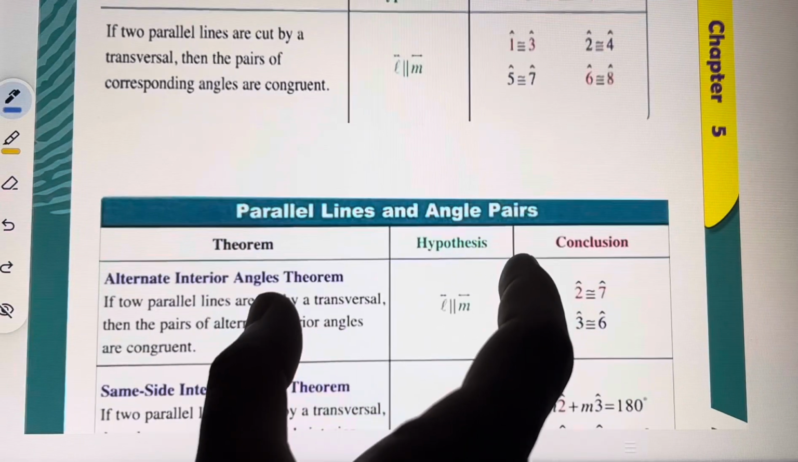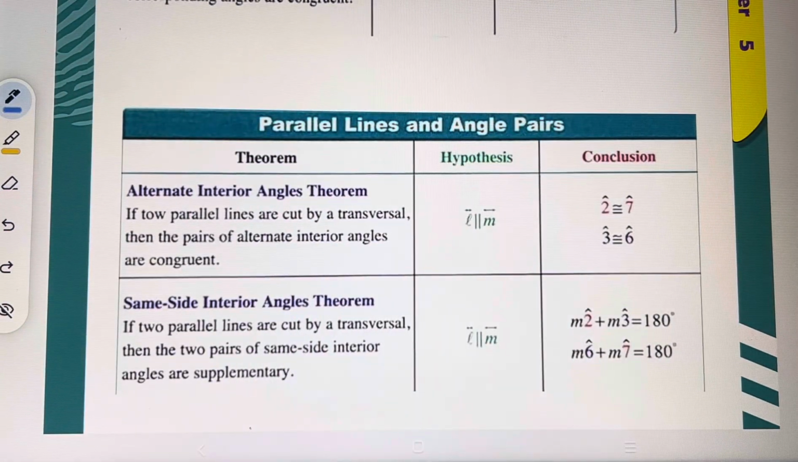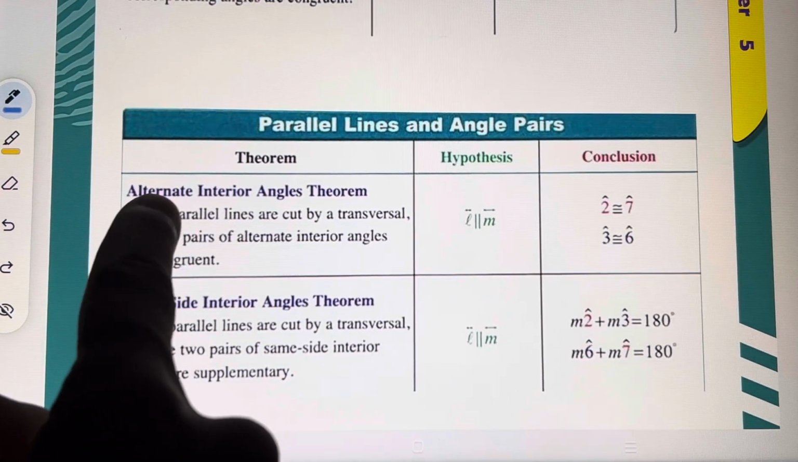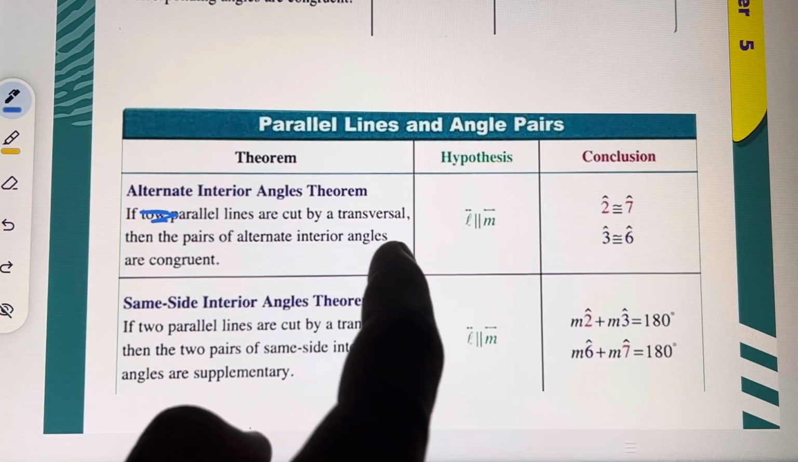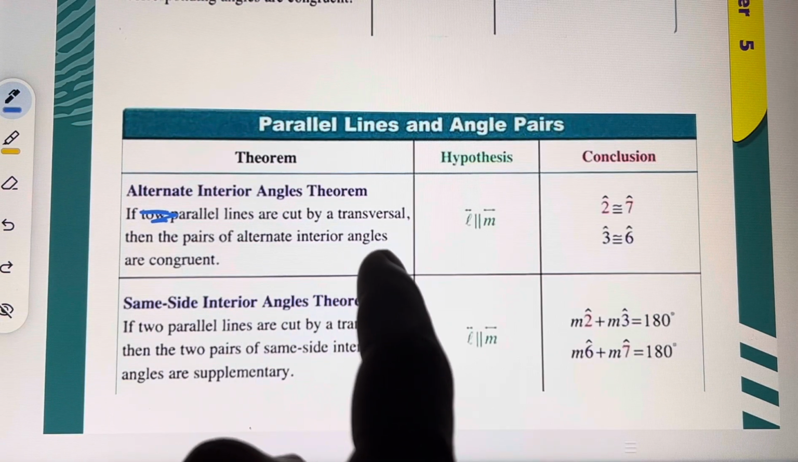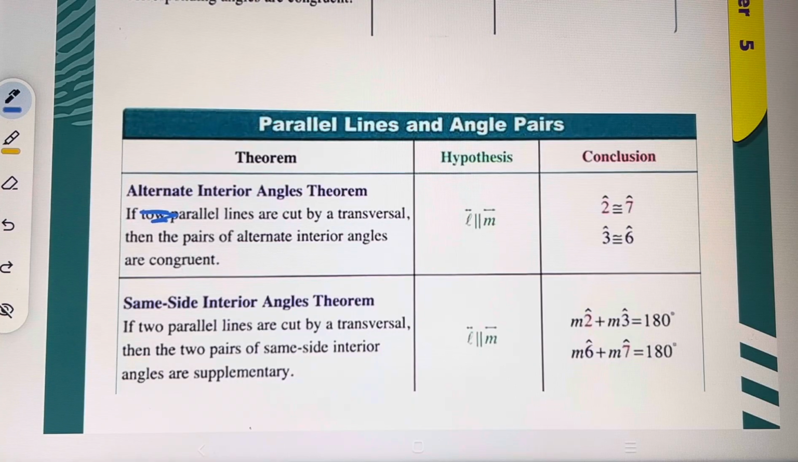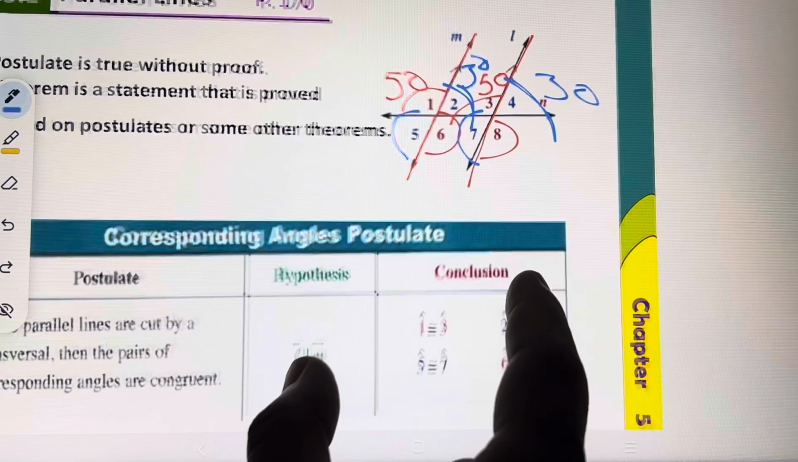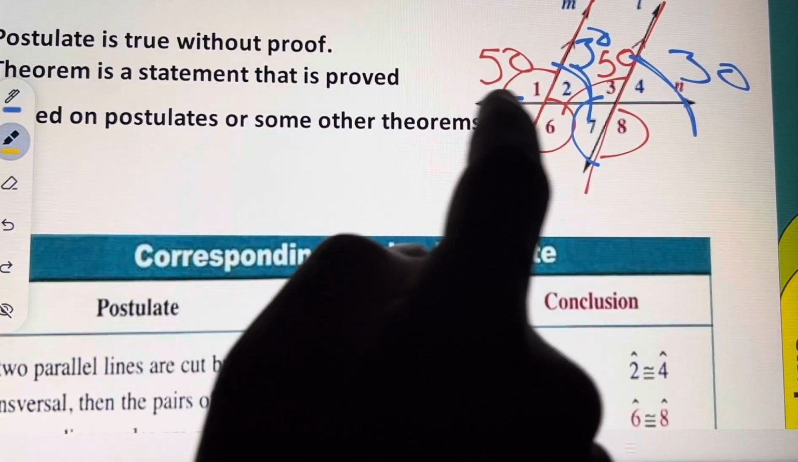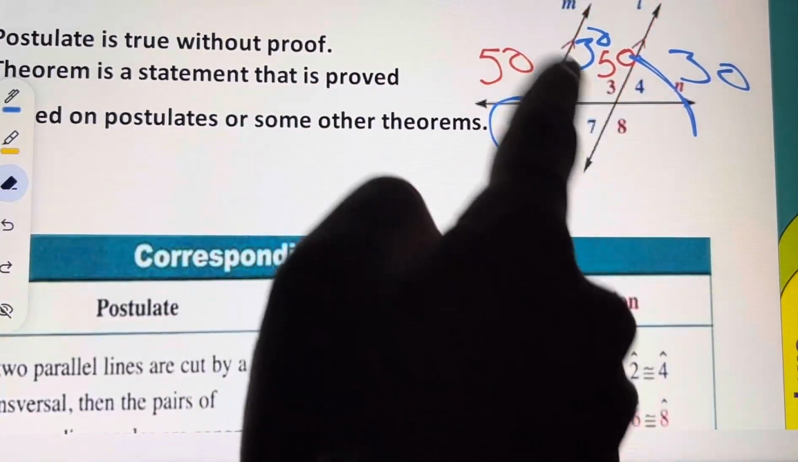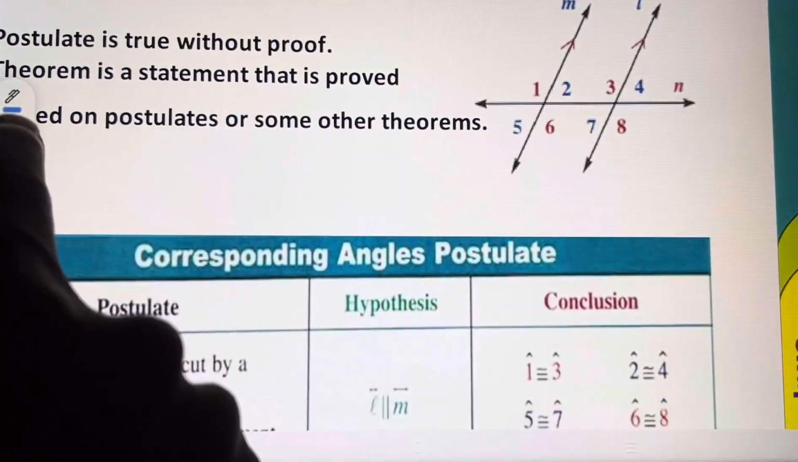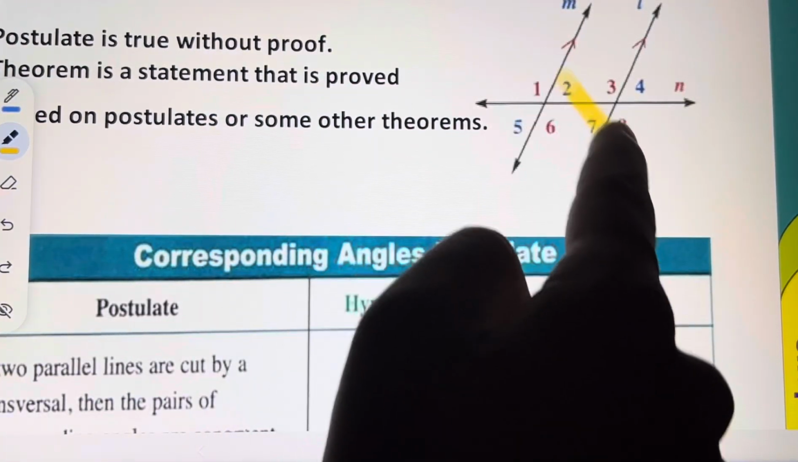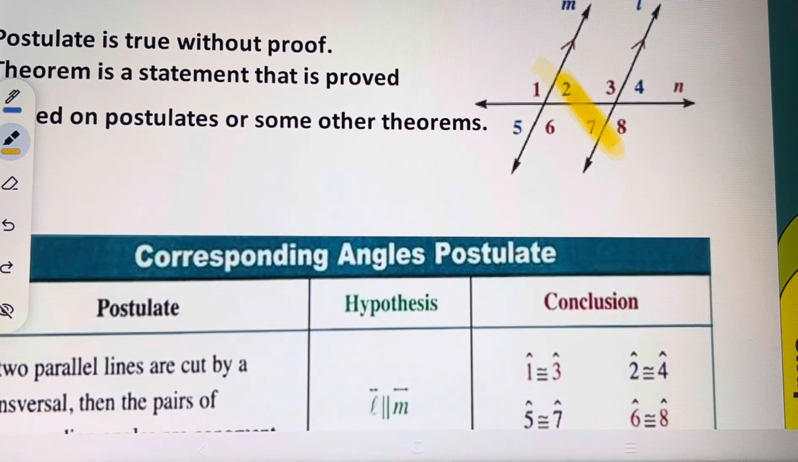All right, dears. We also have something else. It's called a theorem, which is the alternate interior angles theorem. If two parallel lines are cut by a transversal, then the pairs of alternate interior angles are congruent. Again, angle 2 and angle 7. Take a look here, dears. Angle 2 and angle 7 will be congruent to each other.